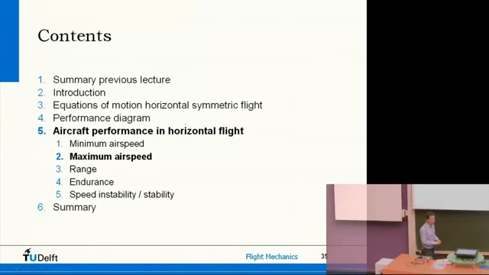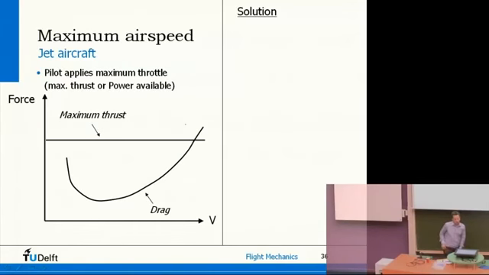Then, one new one, maximum airspeed. That's of course how fast can you actually fly with an aircraft. And let's just apply this to a jet aircraft. So I have this performance diagram with aerodynamic drag, and I've drawn a straight line which is for the maximum thrust this jet aircraft can generate. And you can already imagine that if you want to fly fast, you have to create as much thrust as you can. Now, if you want to find the maximum airspeed, in this diagram it's really straightforward.